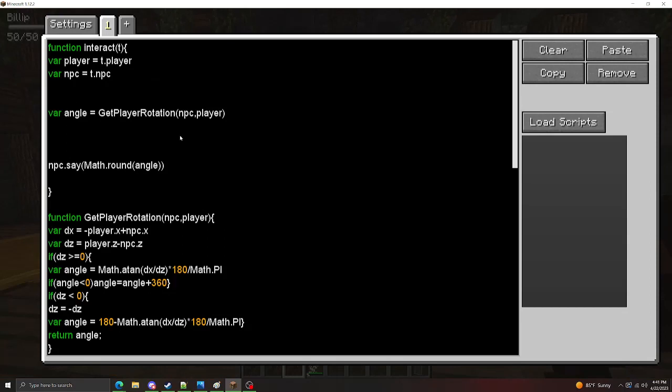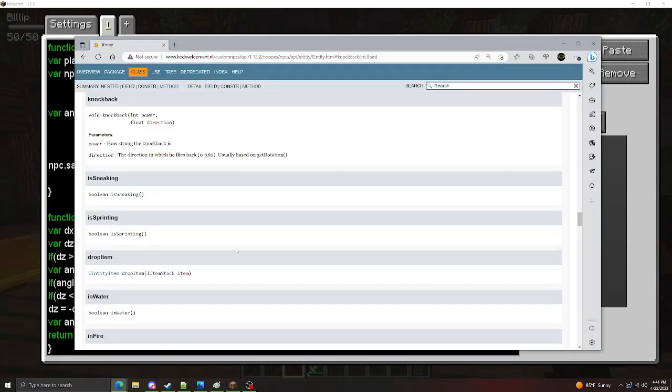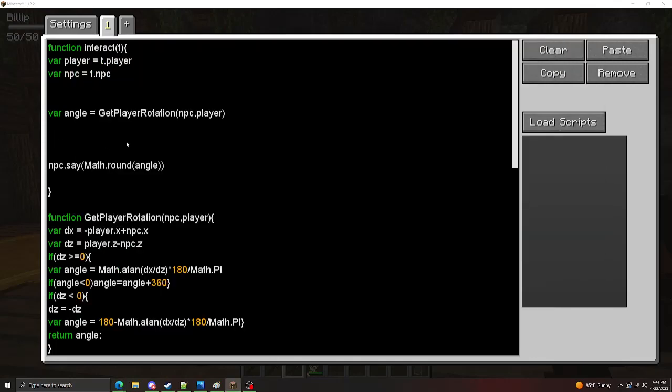Now that we have this function, let's actually do something with it. The NPC API has a knockback method that you can use on entities. So this knockback method requires two inputs. It requires power and it requires direction. So let's just use this. We'll do it on the player. So player knockback, and then we'll just do 1 for power, and then we'll do 0 for the angle, just to show it off at the start.